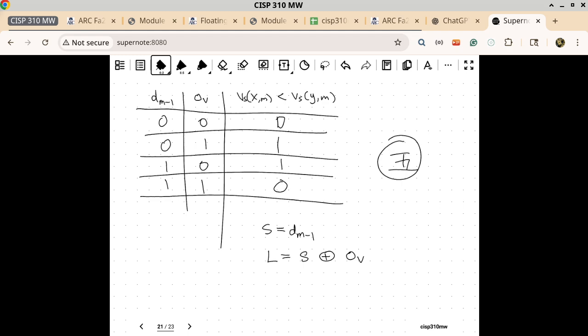Correct. That's the implementation of the overflow flag. Yep. But that also goes back to how the notes are arranged.